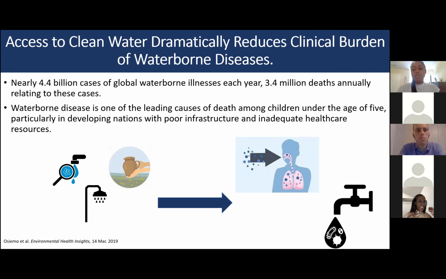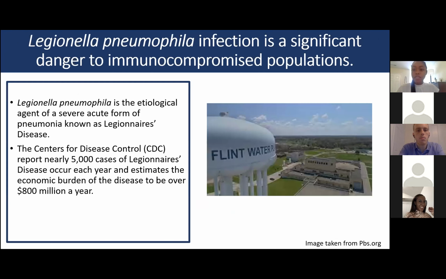Legionella pneumophila is a freshwater bacterium that intrinsically infects amoeba in water, but due to morphological similarities, they can also infect alveolar macrophages in humans. Legionella pneumophila is an etiological agent of the severe acute form of pneumonia known as Legionnaire's disease. The CDC, the Centers for Disease Control, reports nearly 20 to 40,000 cases of Legionnaires go unreported each year due to the fact that our innate immune defenses can normally clear this infection. However, Legionnaire's disease is still a significant threat to immunocompromised populations.